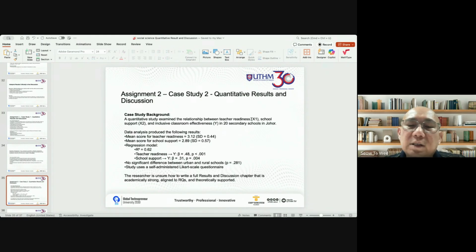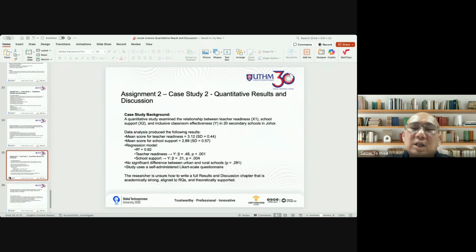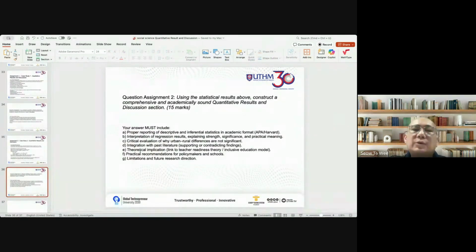The study used self-administered Likert scale questions. So the researcher is unsure how to write the full results and discussion chapter that is academically strong, aligned with the research questions and theoretical support. So your role is, using the statistical results above, construct a comprehensive and academically sound quantitative results and discussion section. So I give you some guidelines.